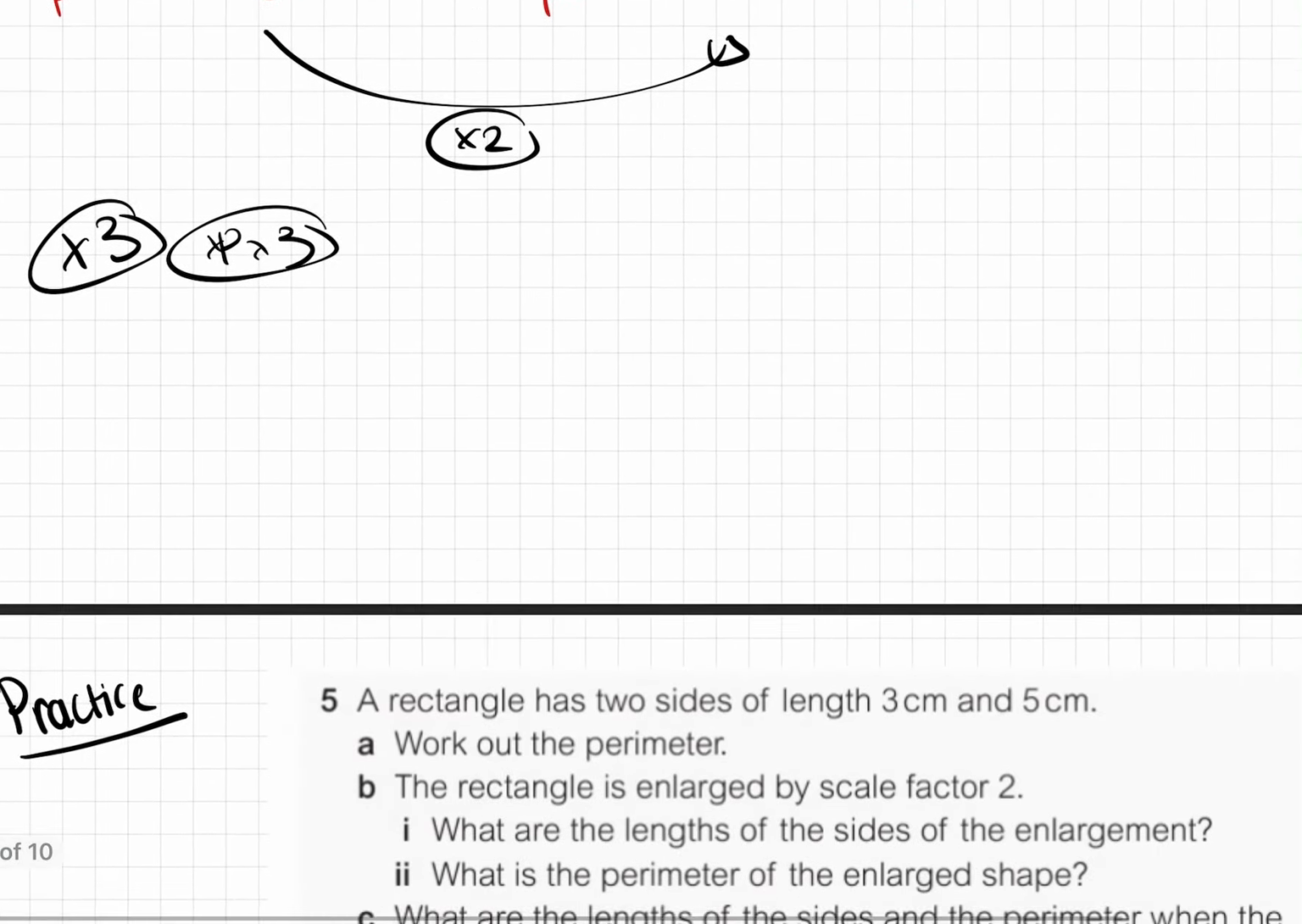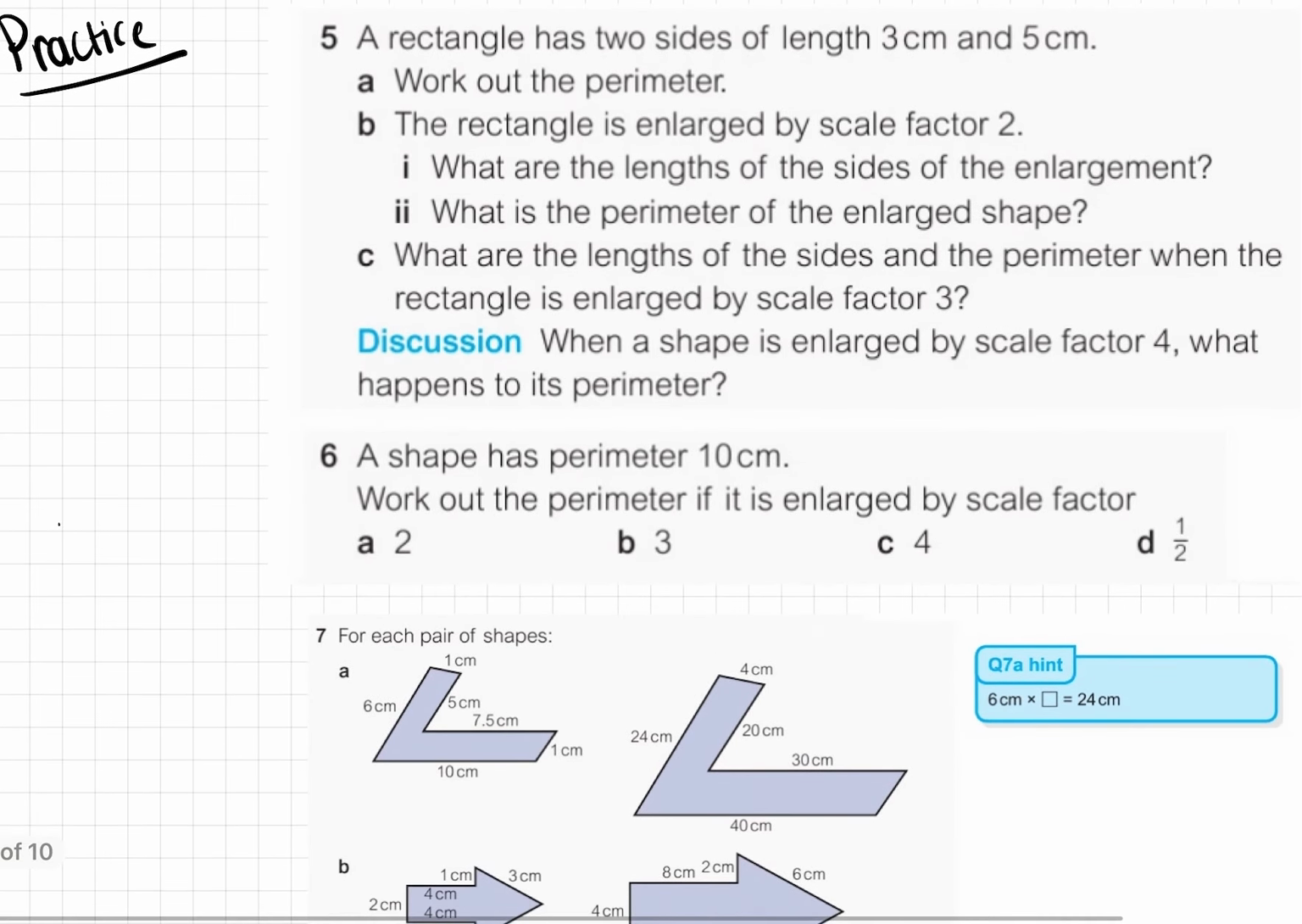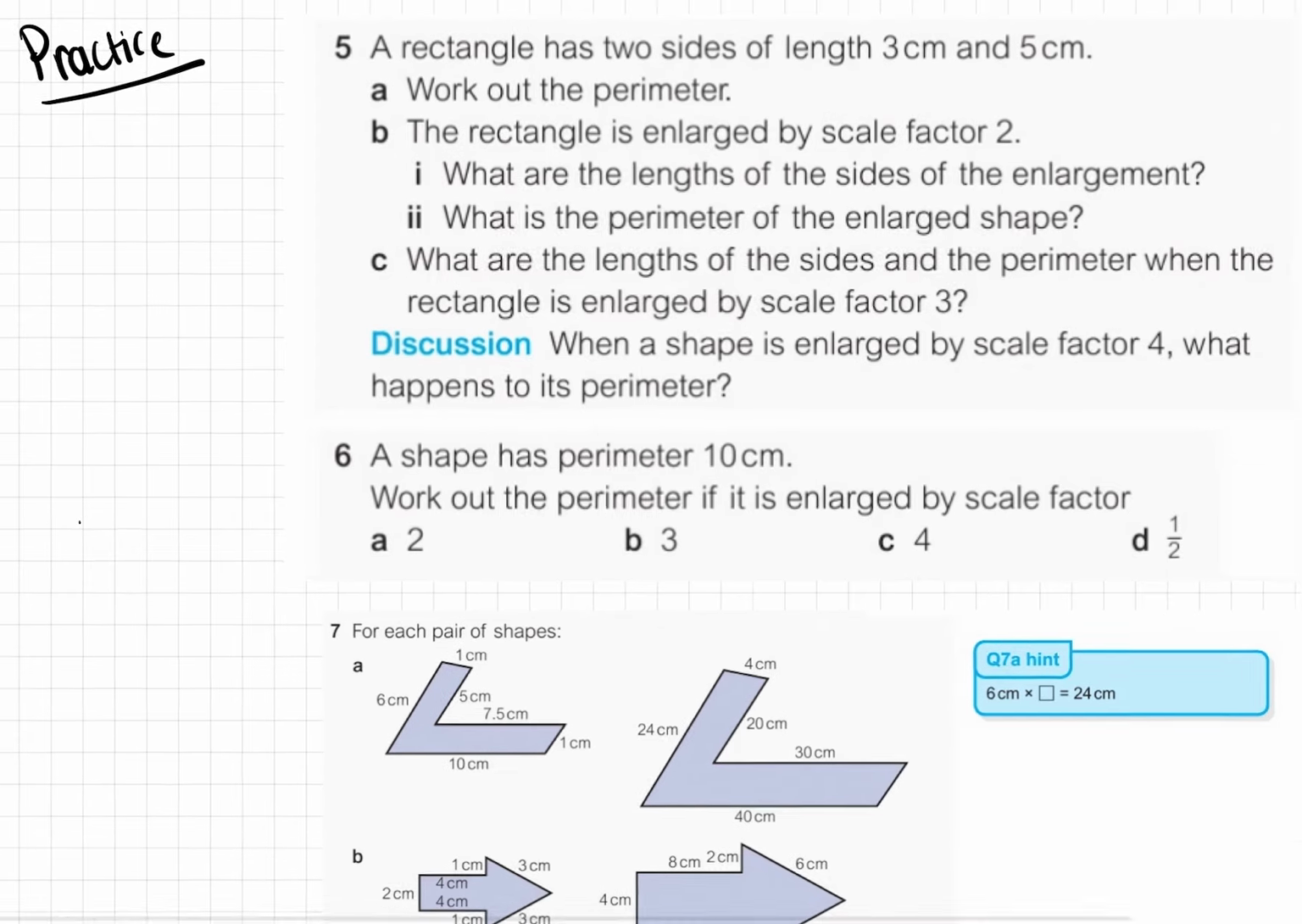Okay. So with that said, here are some practice questions. Have a go at them and pause the video here.